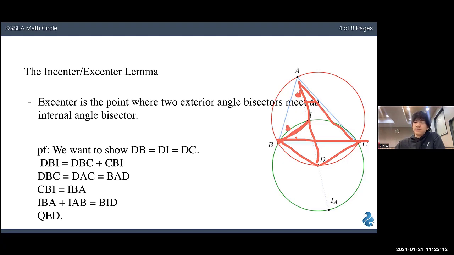And obviously, because AD is a straight line, 180 degrees, these two angles will meet here, and the sum of these two angles will become BID. Hence, we have the proof.